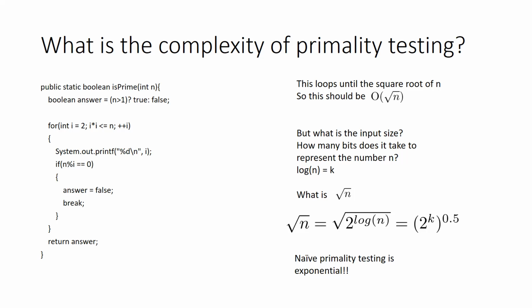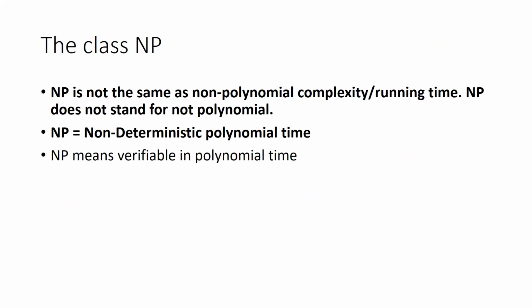Now let's come to the NP class. What is the NP class? NP is not the same as non-polynomial, but NP stands for non-deterministic polynomial time. So what is meant by non-deterministic polynomial time? NP means it's verifiable in polynomial time. That means whenever we consider the NP class problems, that type of problem is not solvable in polynomial time.